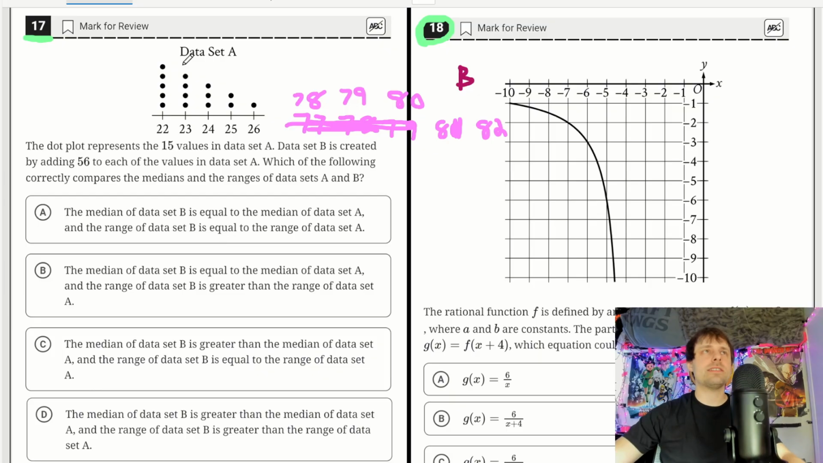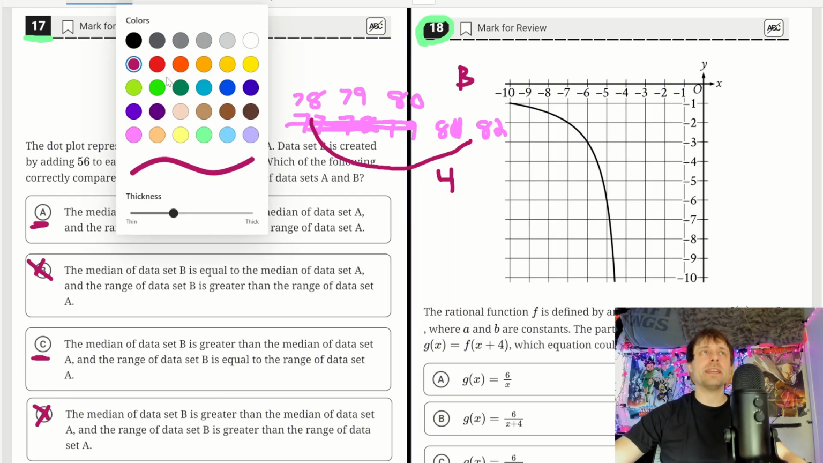So range is always easy. You just go 22 to 26, which is going to be 4. Same thing. I could go 78 to 82. That's just going to be 4. Let's find out which ones say range is equal to each other. Range is equal. Range is different. Range is equal. And range is different. Okay, so now we just want to figure out our median here.